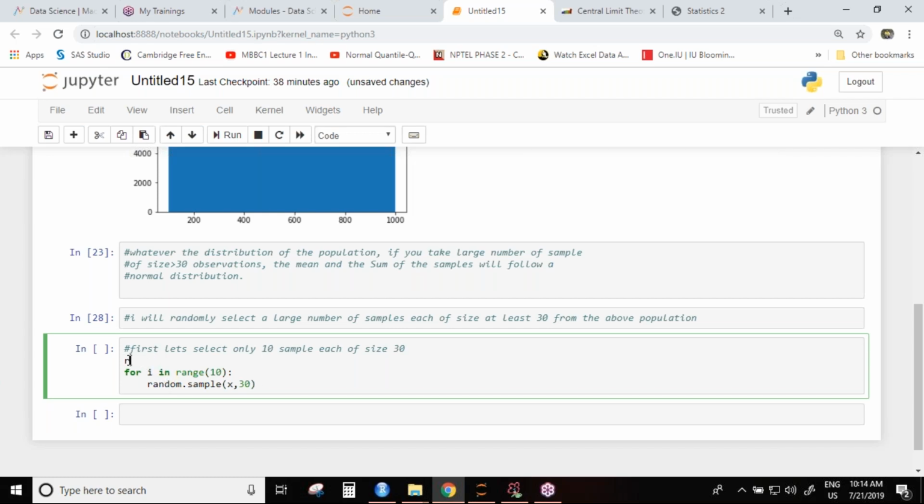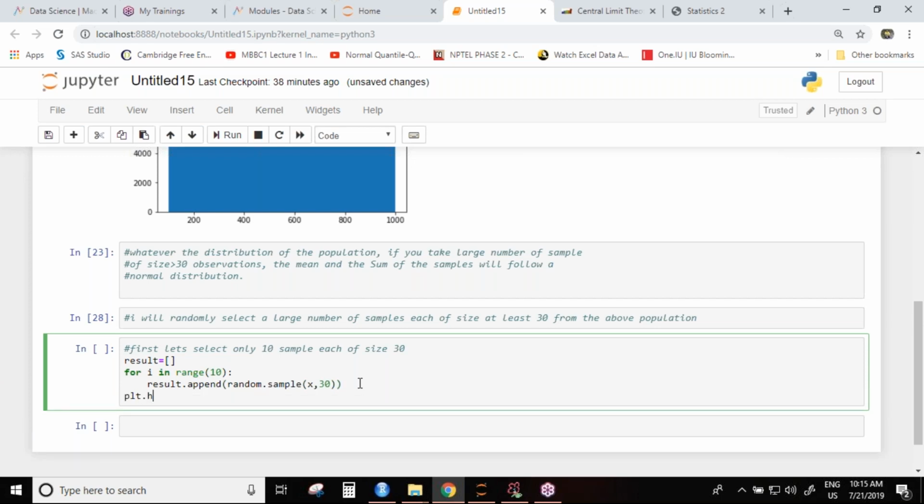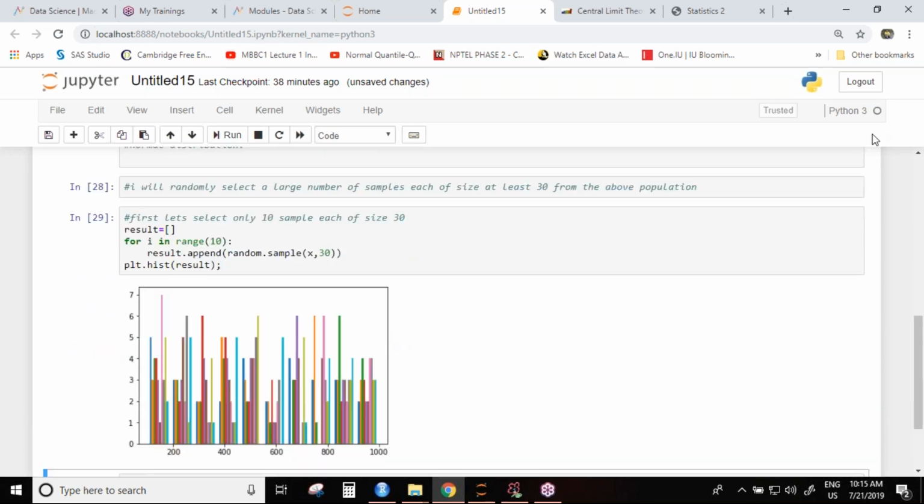Let me store it somewhere. I will call it result is equal to this, and I'll store all of this in result.append. Okay, and then I will plot it. plt.hist, I'll plot result. Okay, so this is how it looks like.